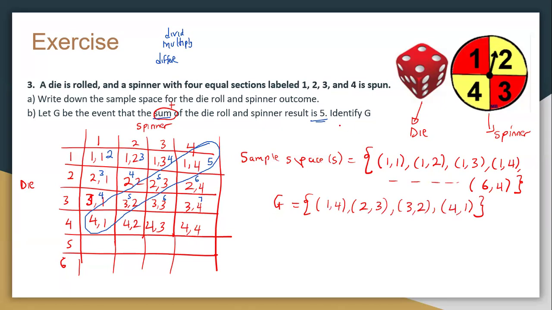So they wanted us to just identify what G is. But in case they had asked us to go on and find the probability of G, then we shall have counted 1, 2, 3, 4, that there are 4. And how many possible outcomes do we have? This is 4 by 6, which gives us 24. So in case they asked you to get the probability of G, that's how you can do it. But always here you can go on and reduce and write this as 1 out of 6.